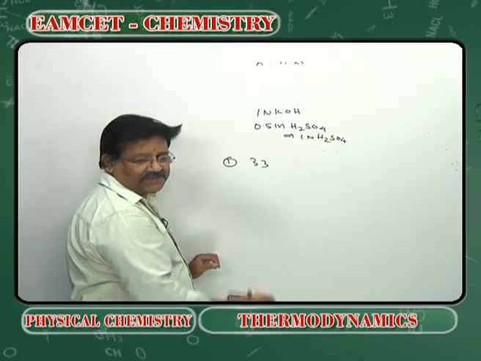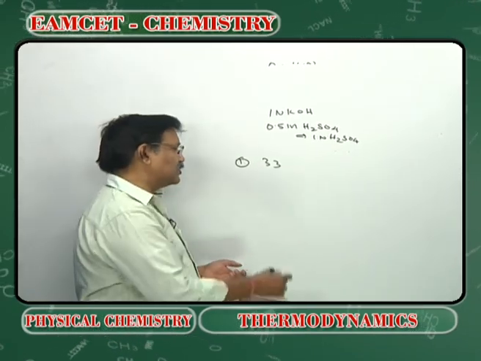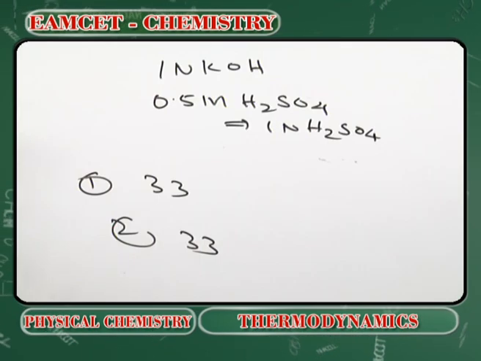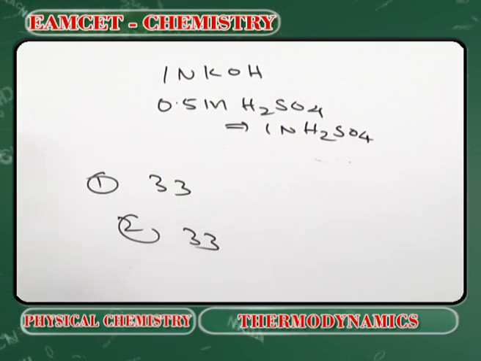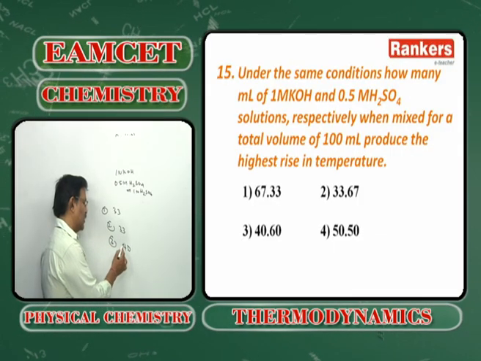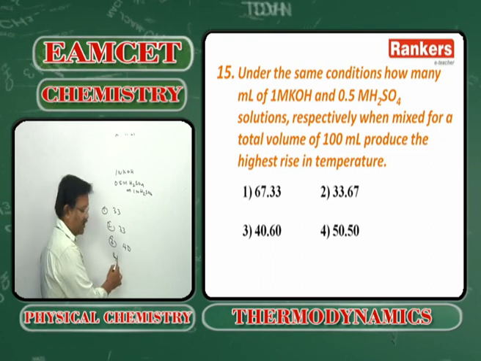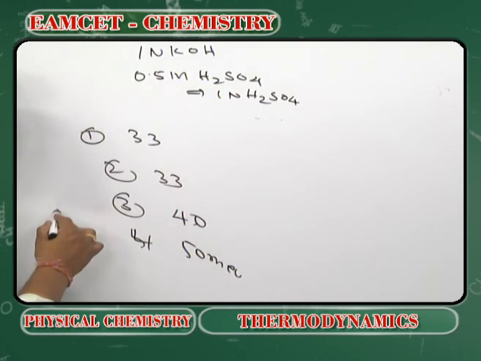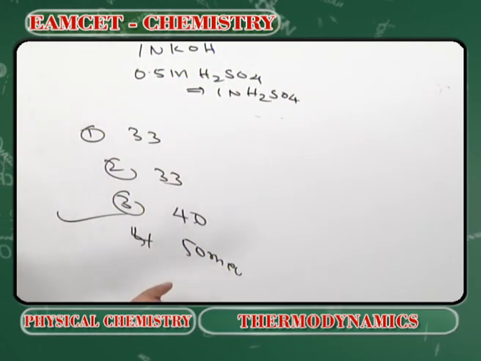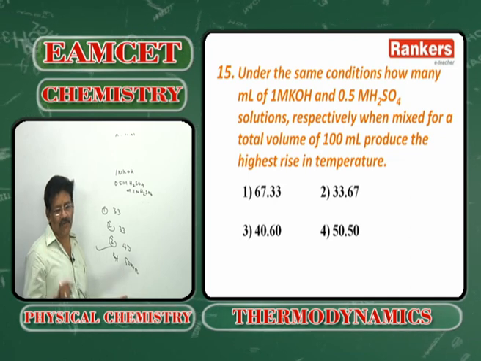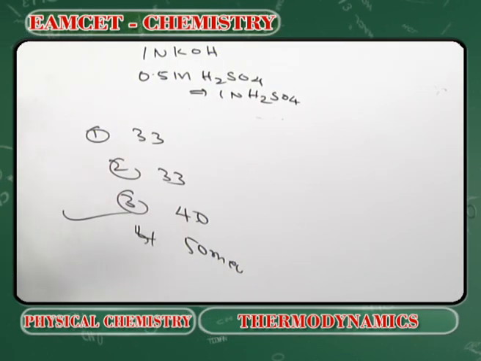33 in the first option. In the second option also, how many milliequivalents get neutralized? 33. And in the third option, how many milliequivalents get neutralized? 40. In the fourth option, how many milliequivalents get neutralized? 50 milliequivalents. In which case the number of milliequivalents neutralized is more? In option 4. Therefore, option 4 is the answer.